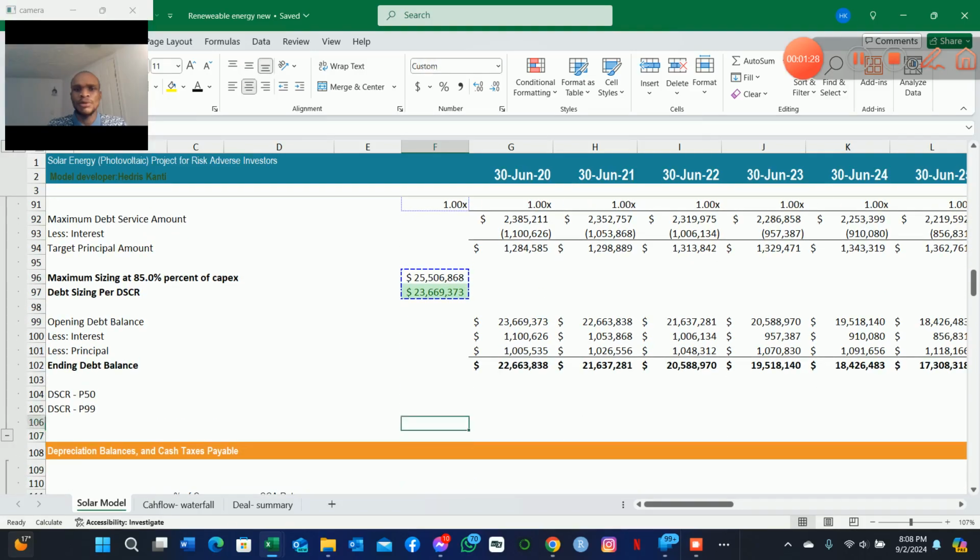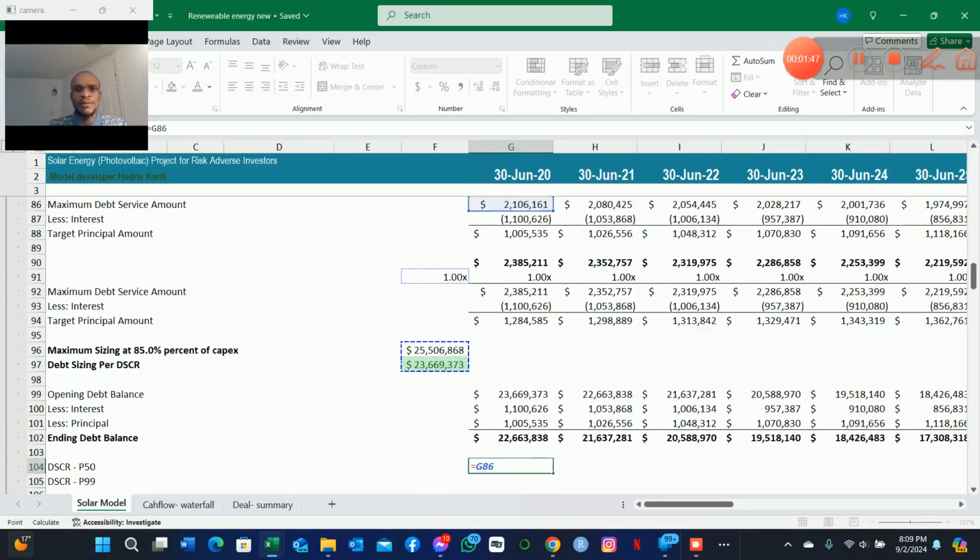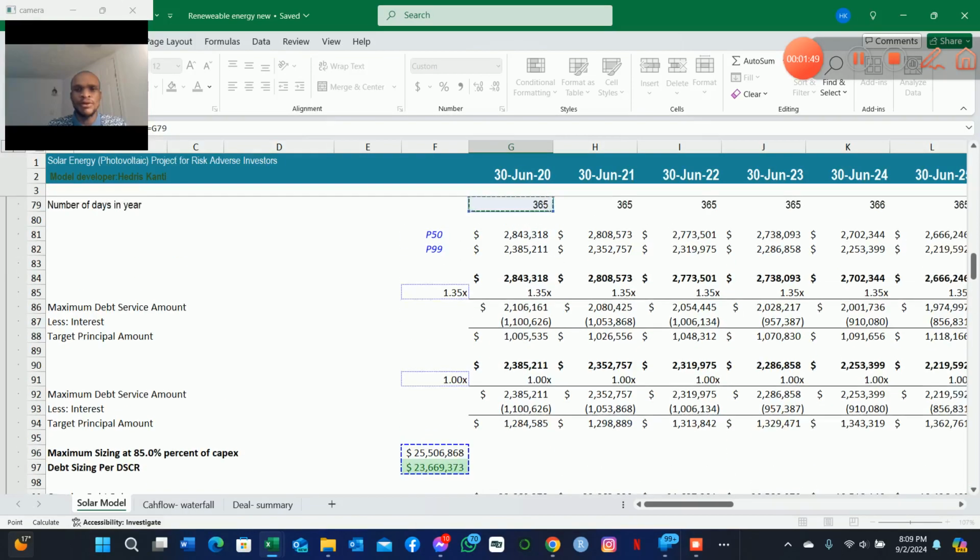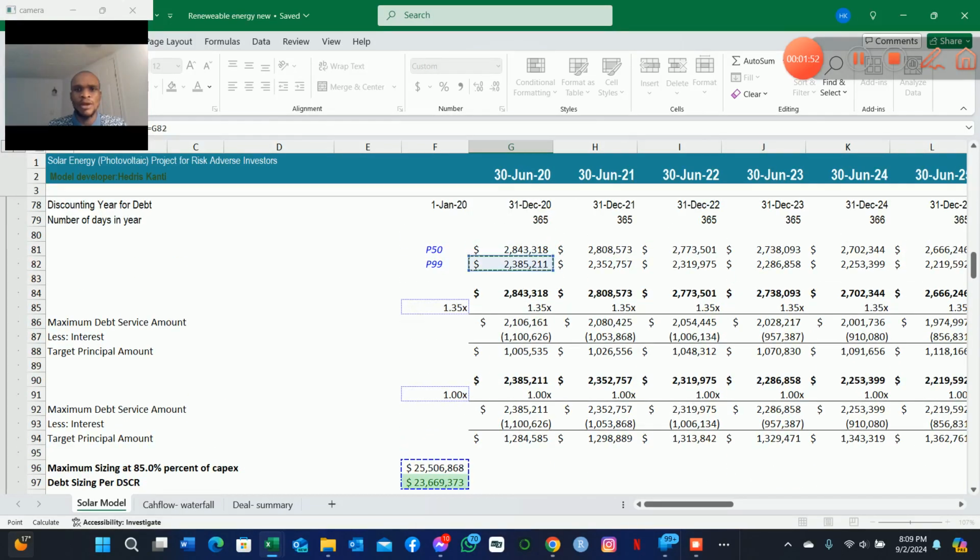We can scroll all the way down. And then the next thing we want to do here is to determine our debt service coverage ratio for both the P50 and the P99. In this case, it's going to be based on EBITDA. Remember, our debt service coverage ratio is EBITDA divided by the principal and the interest. So how much earnings is this project generating to cover up for its principal and interest?